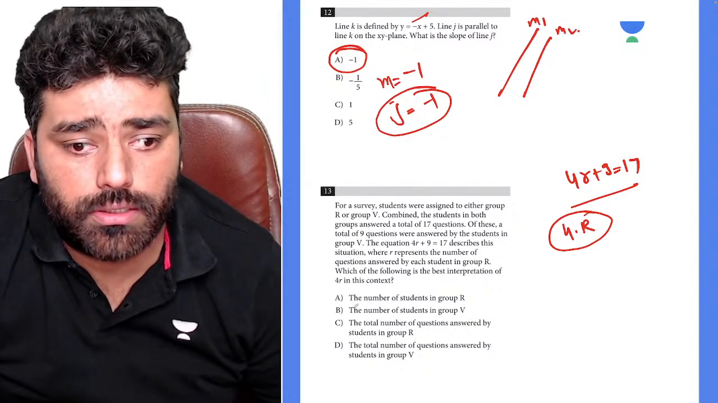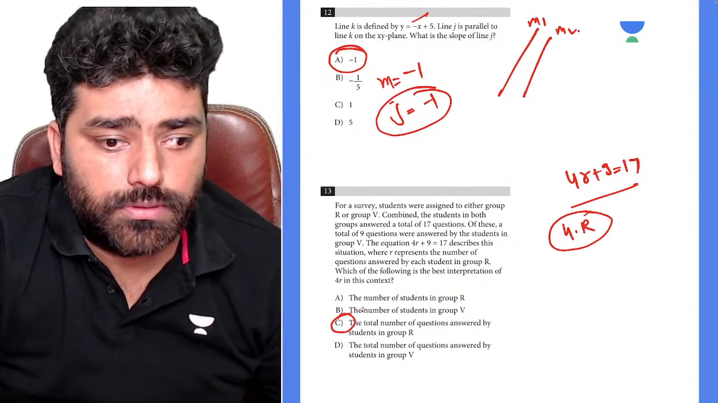Total number of the questions answered by the students in the group. So C is the answer.